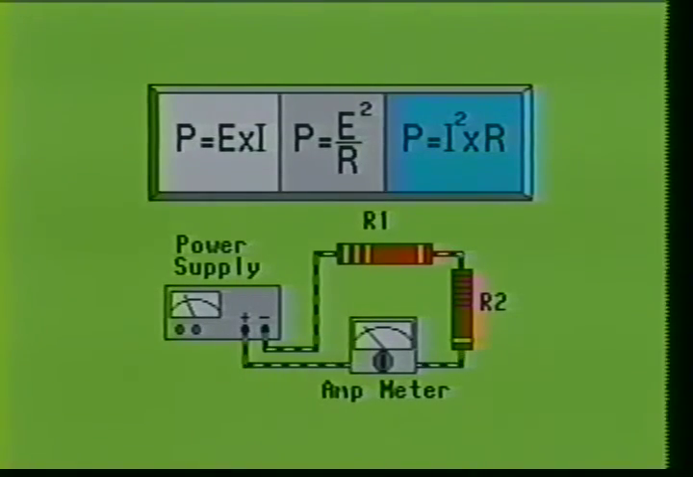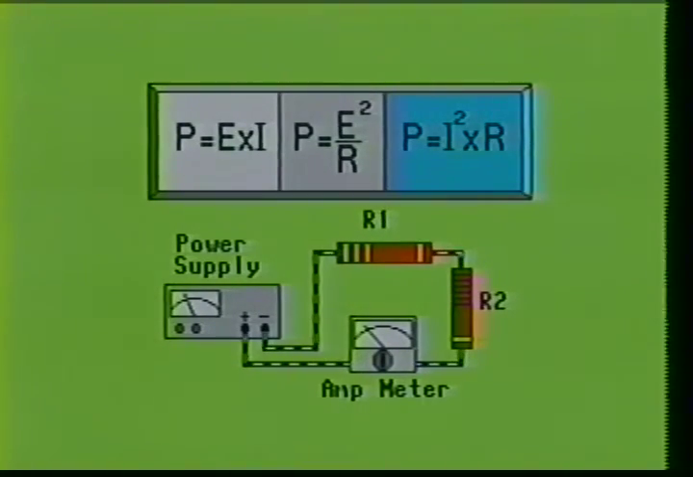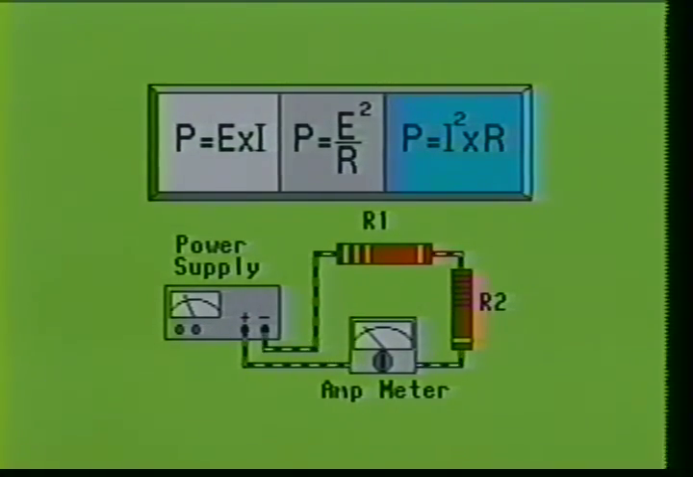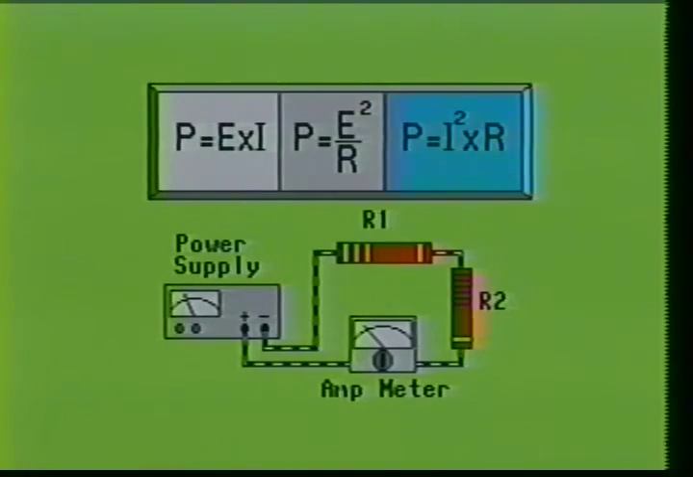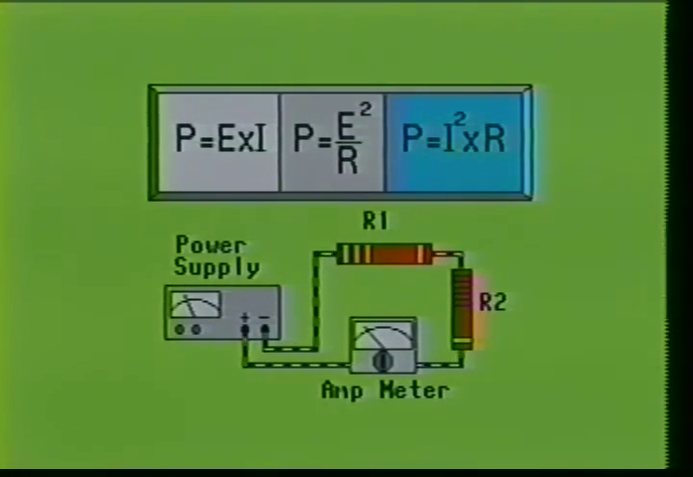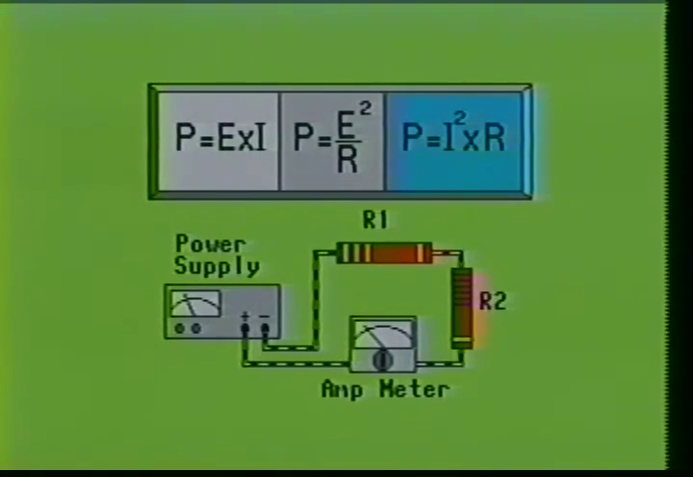E times I, E squared divided by R, and I squared times R can all be used to calculate power in a DC circuit. This calculated power gives the amount of heat dissipated by the resistance of the circuit. For example, a 1 watt resistor is rated to dissipate 1 watt of power. In actuality, to protect the device in a practical circuit, a resistor should have twice the power rating of that required by the circuit. Resistors are only one of the many electronic components measured in watts. You will learn more about power in Part 2 AC.